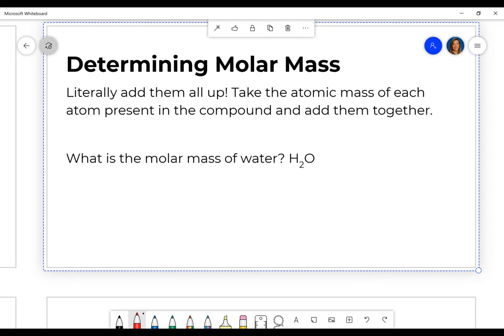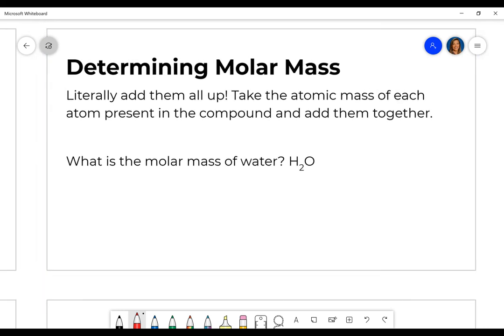So hydrogen, we have 2 hydrogens. So 1 hydrogen is 1.008. The other one is 1.008. The oxygen has a mass of 16.00. Again, your numbers might be slightly different. So we just need to add this up, right? You obviously can do this on a calculator. So I got 18.016 grams per mole.